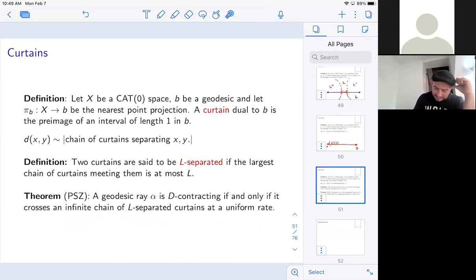One thing that we prove is that the contracting notion, a geodesic ray being contracting, is described via its itinerary with hyperplanes in cube complexes, and it's also described via its itinerary with curtains in CAT(0) spaces. Namely, a geodesic ray is contracting if and only if it crosses an infinite chain of L-separated curtains at a uniform rate.